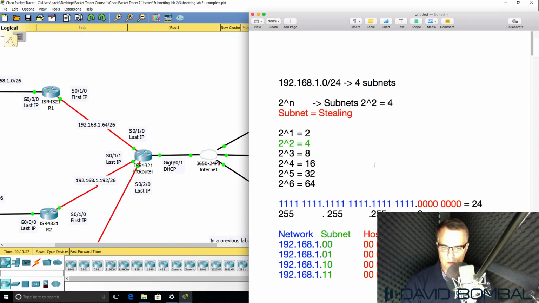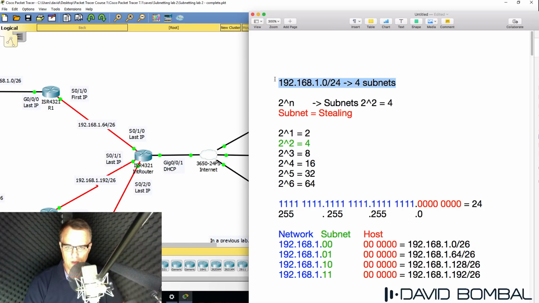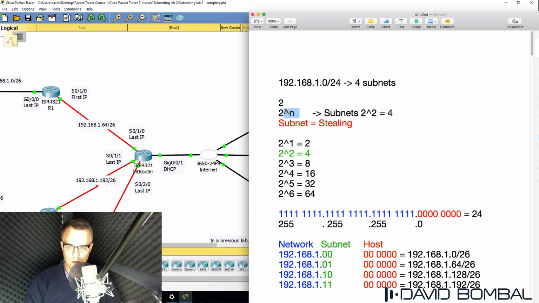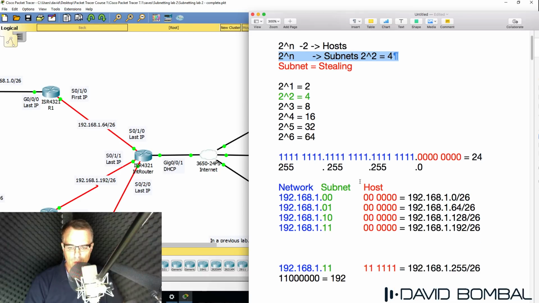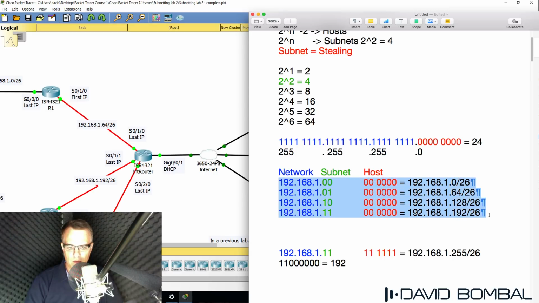So going back to my calculations, we had 192.168.1.0/24. We created four subnets. We used this formula to get the subnets. To remind you, 2 to the power of n minus 2 is used when asked to work out the number of bits required for a certain number of hosts. With subnets, we don't have to subtract 2. So 2 to the power of n was used, which gave us 4 subnets. So the formula 2 to the power of 2 was used. We only had to steal 2 bits from the host portion for subnets, and that gave us our 4 subnets.